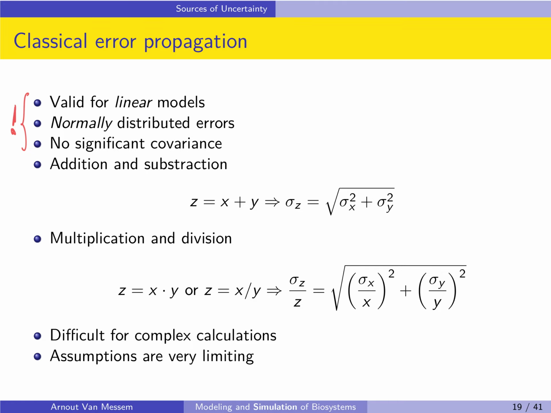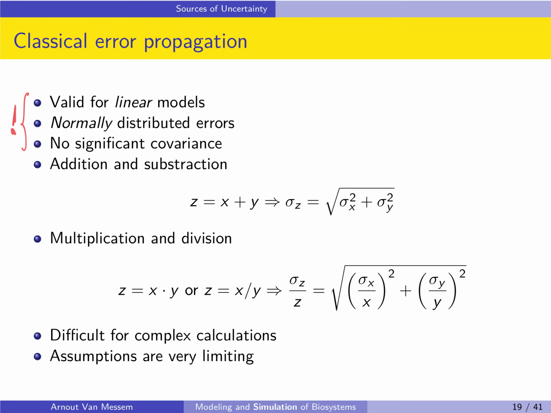Under these assumptions, we know that if z is x plus y, then the variance of z is the variance of x plus the variance of y. So the standard deviation of z is the root of the variance of x plus the variance of y. And for multiplications and divisions, we can do the same thing. So if z is x times y or x divided by y, it can be shown that sigma z over z is equal to the root of (sigma x over x) squared plus (sigma y over y) squared. So we see that in this case we have not taken any covariance terms into account.